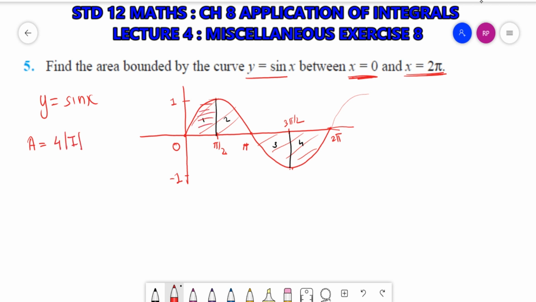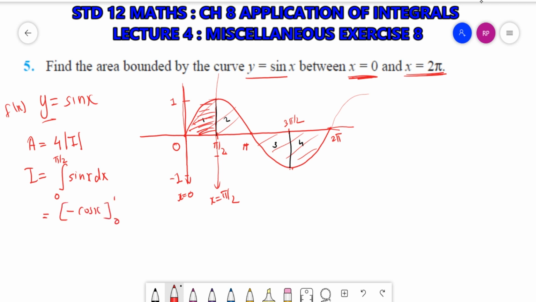Now let's take this first region. So I will be equal to, see, which is this line? X equal to 0. And if I take this line, what is the value of x? Pi by 2. So from 0 to pi by 2. Now as I am taking x coordinate, I have to take f(x). So f(x) equal to y, right? f(x) equal to y equal to sine x. So sine x dx. Okay. So now integration of sine x, that is minus cos x. And it's from 0 to pi by 2.